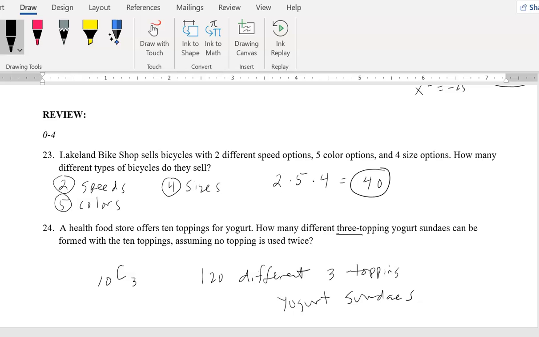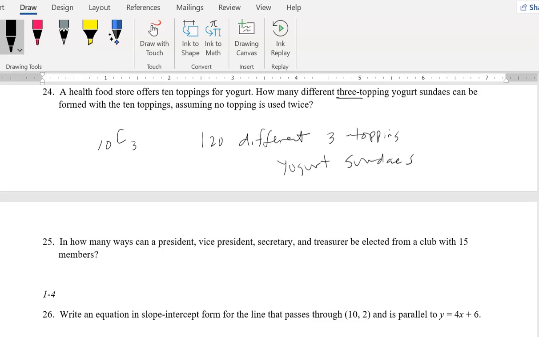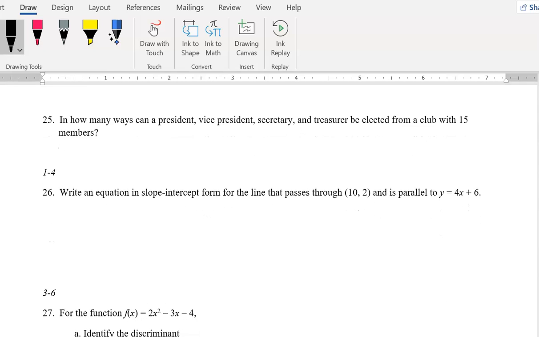Okay, the next problem is a good example of a permutation. In how many ways can a president, vice president, secretary, and treasurer be elected from a club with 15 members? So if you think about it, this is a ranking, this is an order. President is first, vice president is second. There's no way for a person to be both president and vice president.